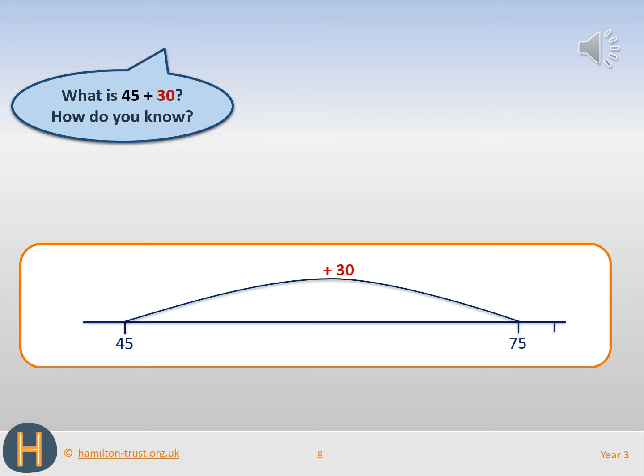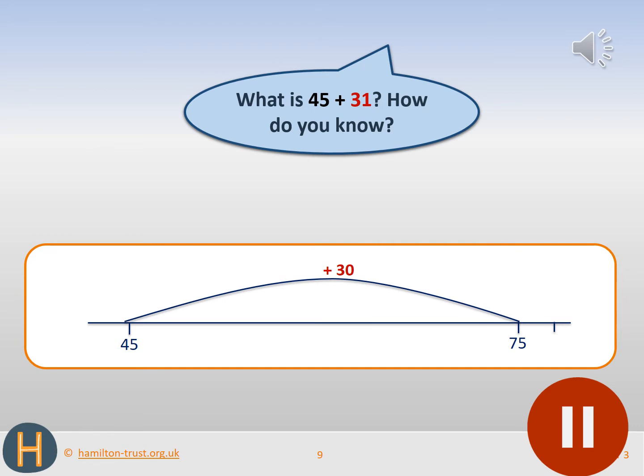You will notice that the ones column, the ones digit stayed exactly the same. So 5 ones in 45, I still have 5 ones in 75. This time we're going to have a look at what is 45 add 31 and how we know.